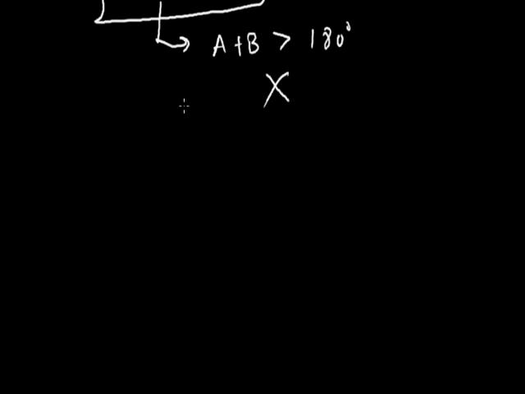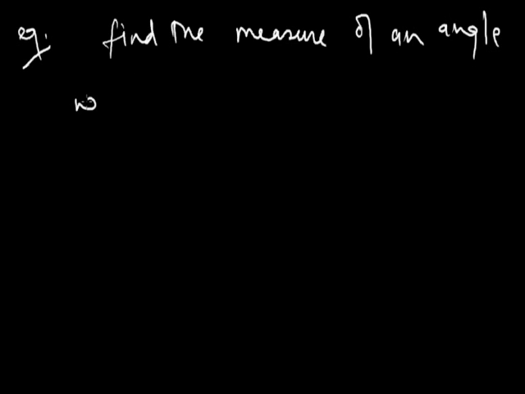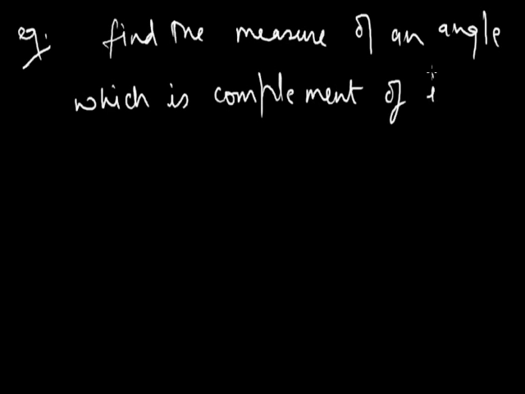Let us see some examples based on what we have learned. Find the measure of an angle which is complement of itself. The question being that find the measure of an angle which is complement of itself. This is the language statement for the problem. We have to convert this statement in mathematical form. So we have to find out the measure of that angle which is complement of itself.